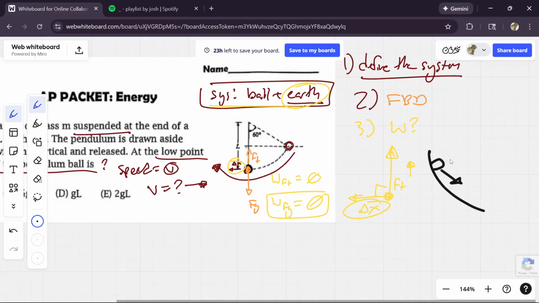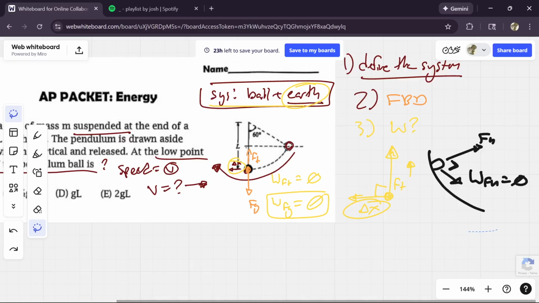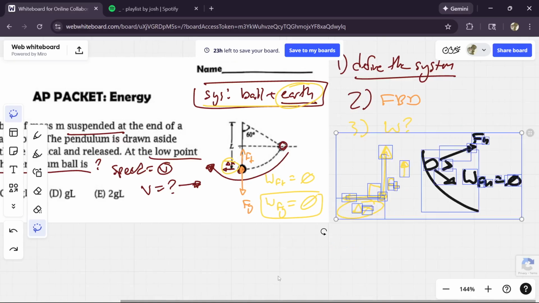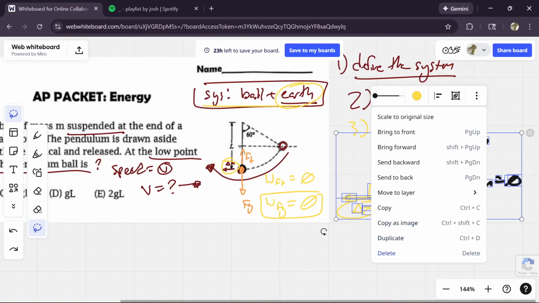The ramp will usually apply an Fn force like this. Because this is a perpendicular relationship, the work of Fn is going to be equal to zero. And that same logic applies here, where because the tension is perpendicular to the displacement, it is applying zero work.